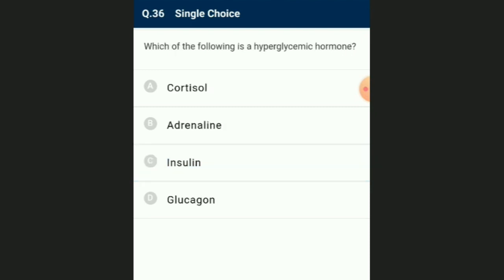Question number 36. Which of the following is a hyperglycemic hormone? Glucagon is commonly called a hyperglycemic hormone or diabetogenic polypeptide hormone. So the answer for this question is option D, glucagon.